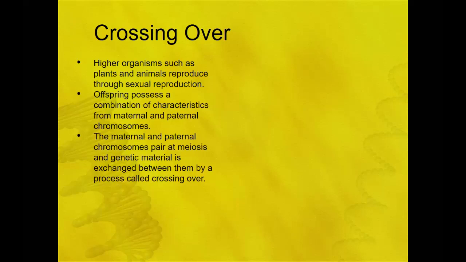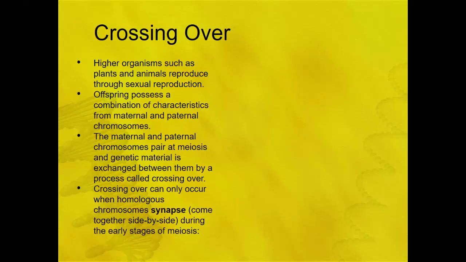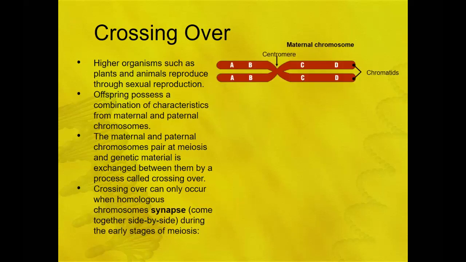When we start looking at these chromosomes, they pair together in meiosis, and genetic material sometimes is exchanged because of this process known as crossing over. Crossing over can only occur when homologous chromosomes synapse, come together side by side. So there are some key terms here when we start looking at this.